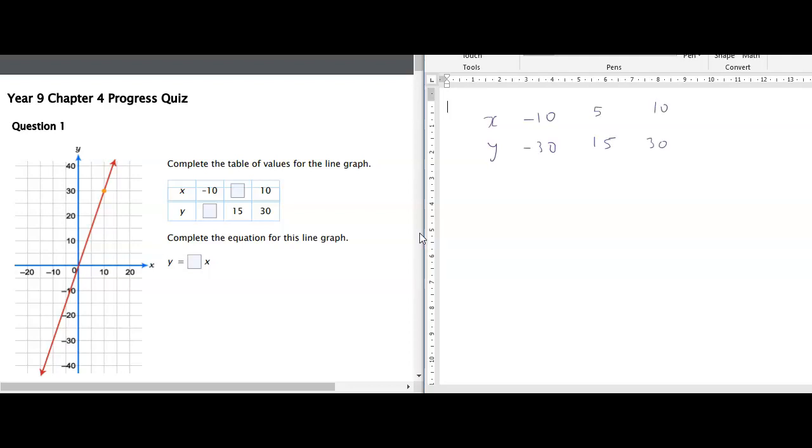So complete the equation for this line graph. So we're basically going through the y-intercept, the origin. So your y-intercept is 0. So we just got to find the gradient. So we can say, all right, what's the difference in our y values? So the difference there between negative 30 and 15 is 45. And then the difference in your x values, we're going from negative 10 to 5 is 15. So your gradient is 45 over 15, which is 3. So your answer for that one is y equals 3x.